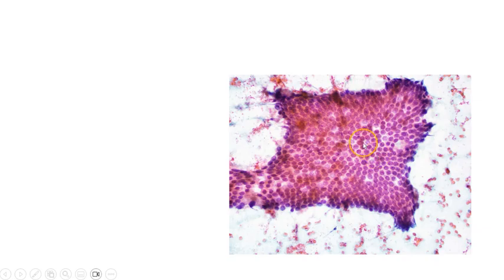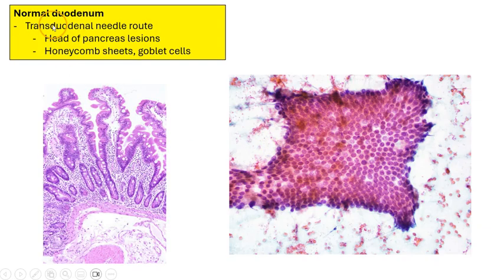And as we focus up and down, we can see the goblets on this plane, and on this plane here we can see the nuclei more clearly. This is normal duodenal epithelium, and we may sometimes see this when the needle traverses the transduodenal route. So this is usually to get to pancreatic head lesions, and we would see honeycomb sheets of glandular cells with some interspersed empty spaces, which actually indicate the goblets in the goblet cells, as you can see the goblet cells here.